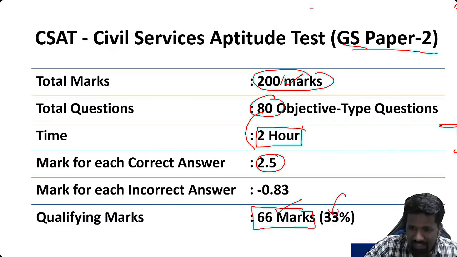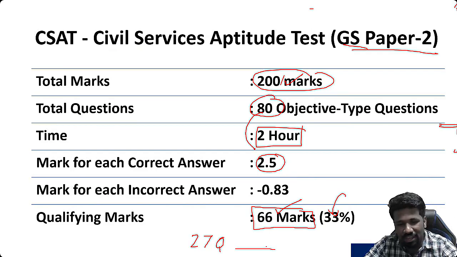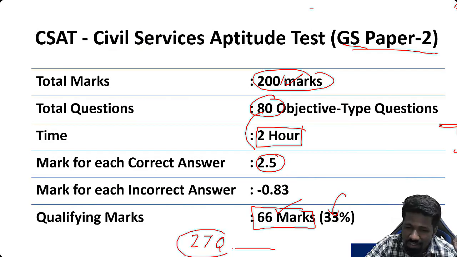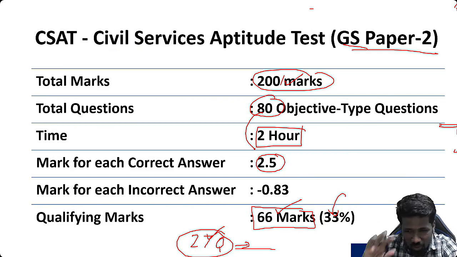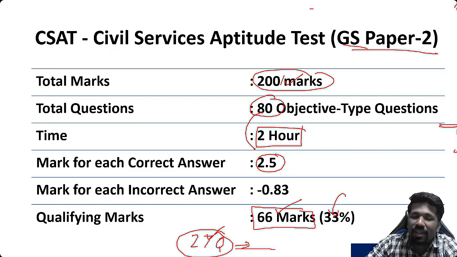That is just 33%, 66 out of 200. So ideally, if you make 27 questions correct and you don't attempt any other questions and you don't have any negative mark, 27 questions is enough to clear the cutoff. But choosing 27 questions is not a wise move at all, because how well we prepare, there can be some small mistakes, and one small mistake is enough to give you negative mark.